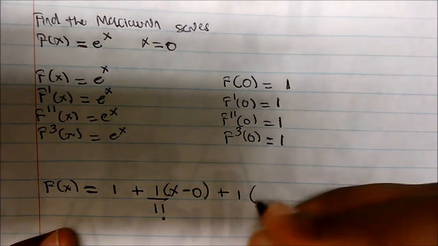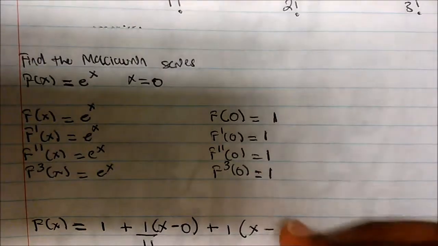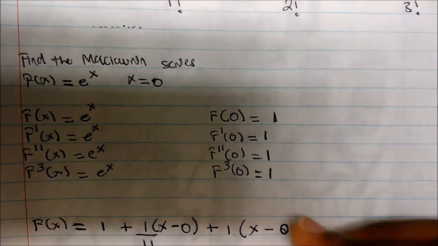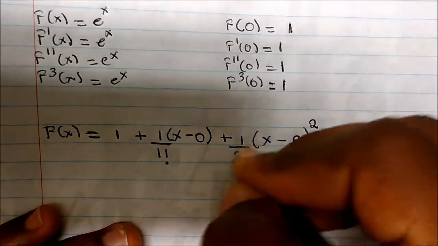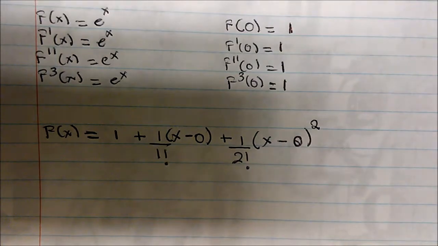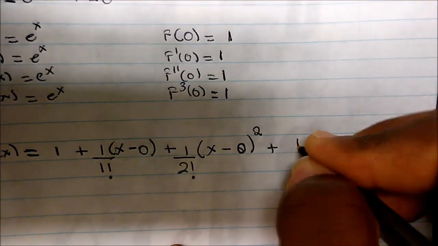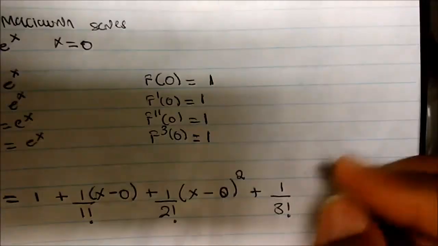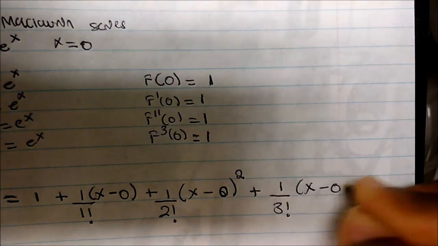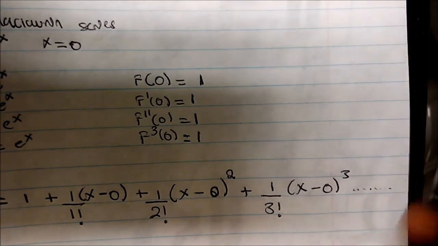We multiply that by x minus a, where a is 0, and we square that term, and we divide by 2 factorial. Then f triple prime is also 1. We divide that by 3 factorial, times x minus a, which is 0, cubed. And it goes on, and we could go on and on and on.